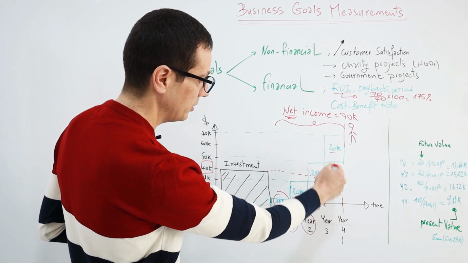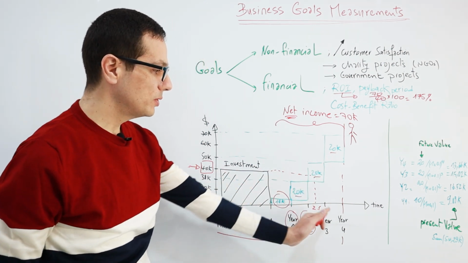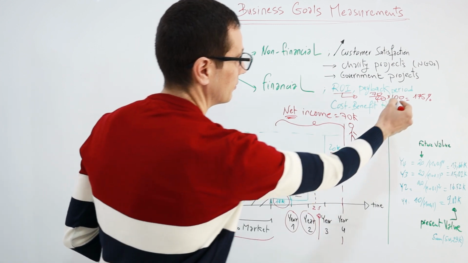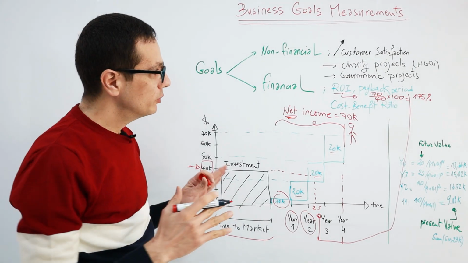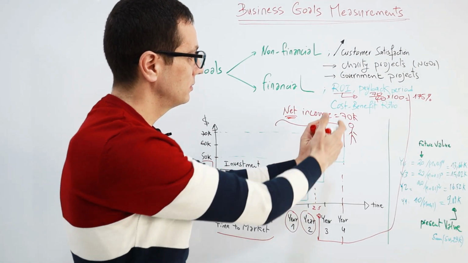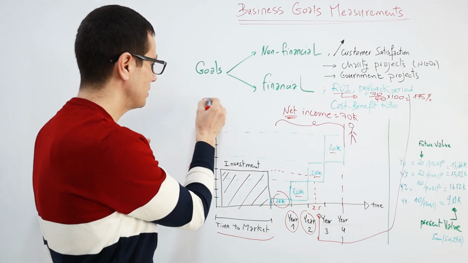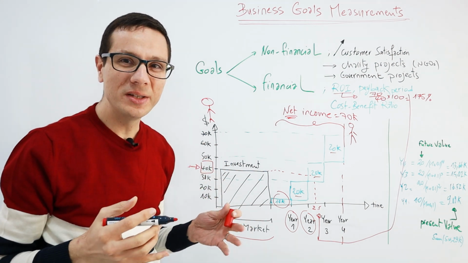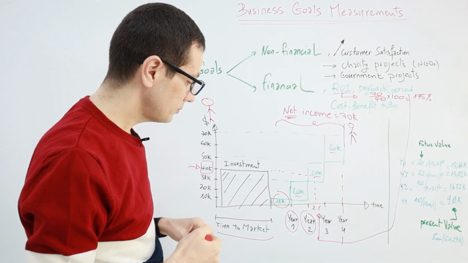So at the end of year 3, we have reached 50. Between year 2 and year 3, this is the payback period. Now we know this concept, but if you are sitting here, will it be the same concept or not? This is what we will see actually.